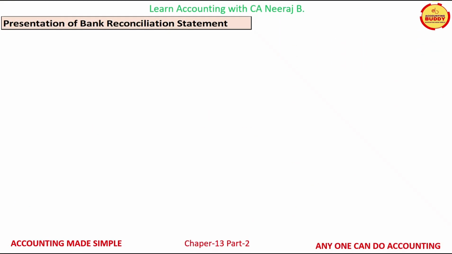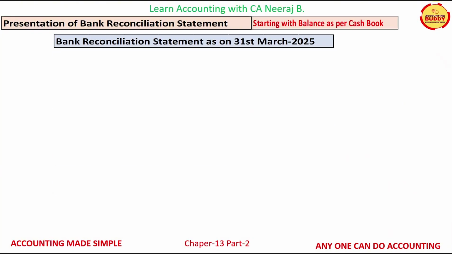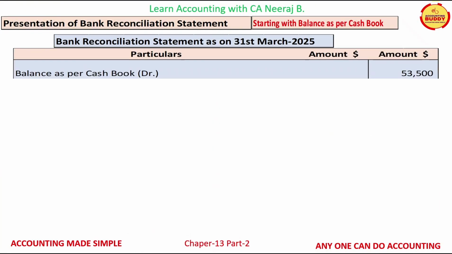Basis our understanding of the bank reconciliation statement process, let us learn the presentation of bank reconciliation statement starting with the balance as per cash book. As on 31st March 25, the debit balance as per cash book is $53,500. Let us first consider all the unmatched transactions which will be added to the cash book balance.